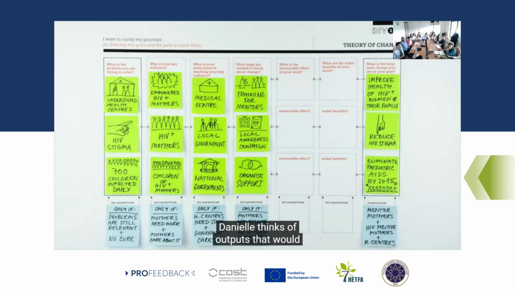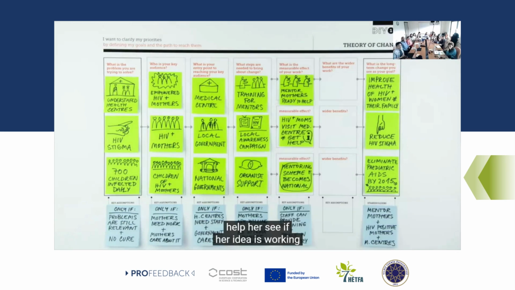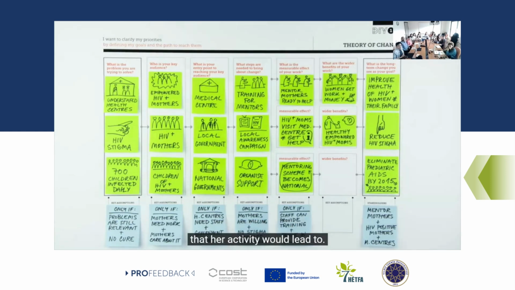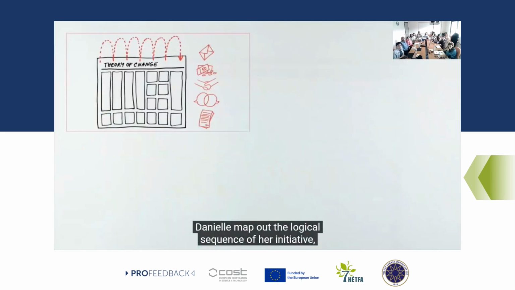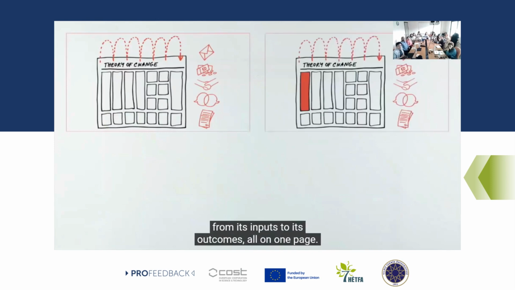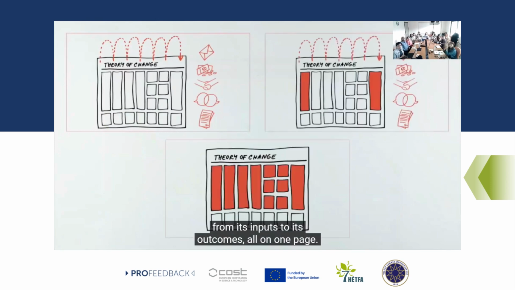Danielle thinks of outputs that would help her see if her idea is working and show other people that what she's doing is starting to make a difference. Lastly, Danielle lists the key outcomes that her activity would lead to. These are the preconditions she needs to realize her goal. The theory of change template helped Danielle map out the logical sequence of her initiative, from its inputs to its outcomes, all on one page.